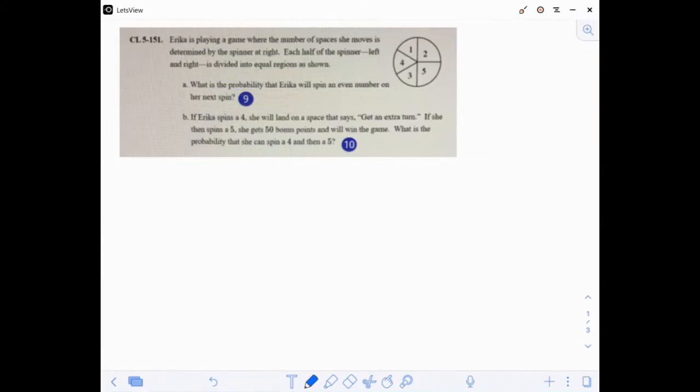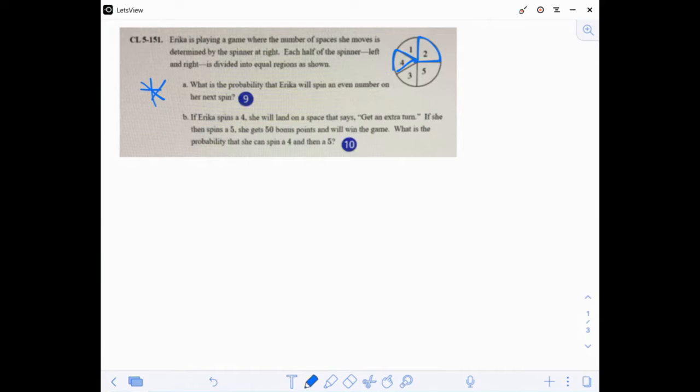All right, I'm going to work on this problem. I'm trying to find the probability. It's this first part, A, the probability that Erica will spin an even number on her next spin. So I have my spinner. You see the picture on the side. Well, an even number would be here, a 4 or a 2.